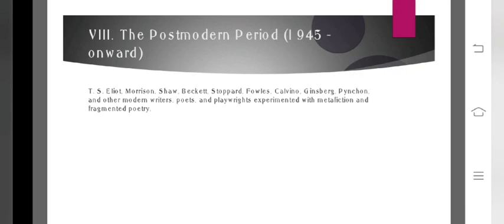8. The postmodern period, 1945 onwards. T. S. Eliot, Morrison, Shaw, Beckett, Stoppard, Calvino, and other modern writers, poets, and playwrights experimented with metafiction and fragment poetry.